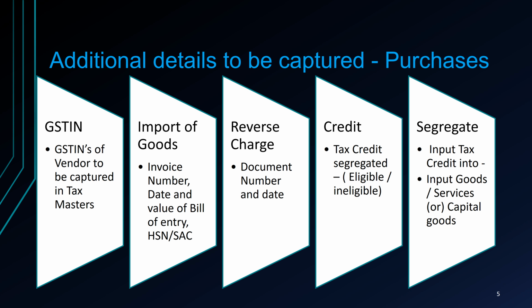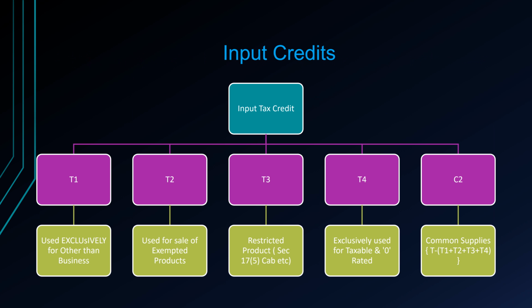Alright. So let me tell you more on eligible and ineligible credits. Under GST, your credits are classified into T1, T2, T3, T4, C2. It's not a code language, it's a very simple way to understand. The credits pertaining to business transactions are eligible, which means if the credits pertain exclusively to other than business, which is T1, they are not eligible.